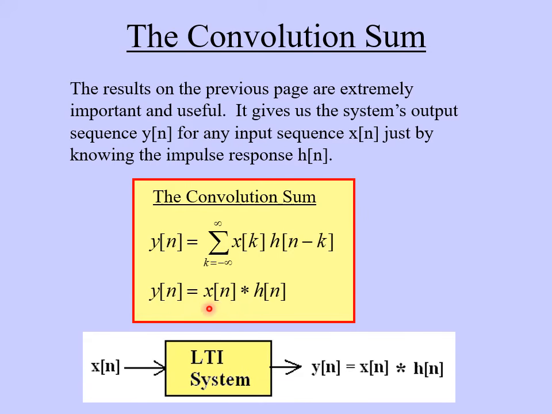So y is equal to the convolution of x and h, and the convolution of x and h is given by this sum right here. So again, this tells us that whatever the input of the system is, the output is always equal to the convolution of the input with the impulse response h.